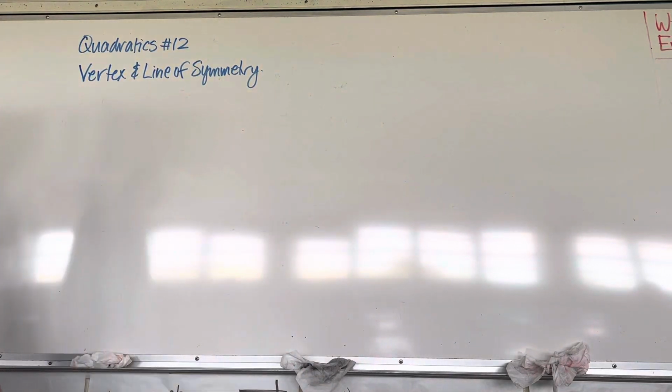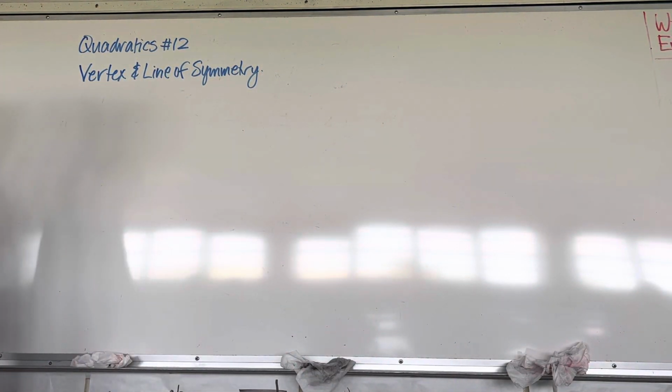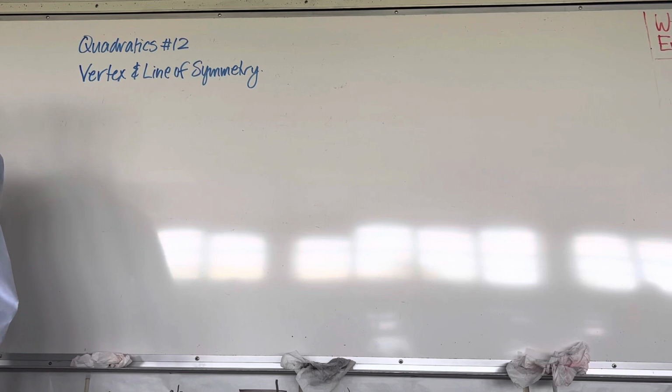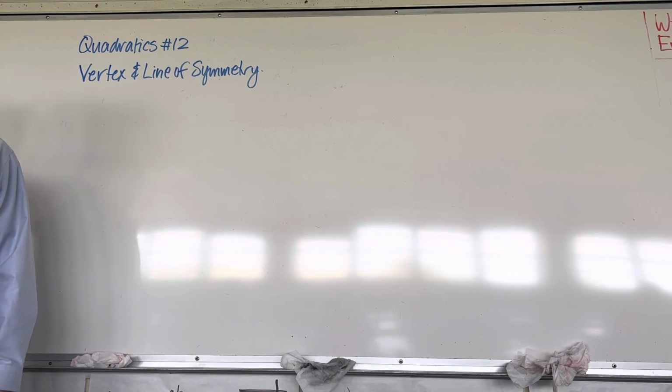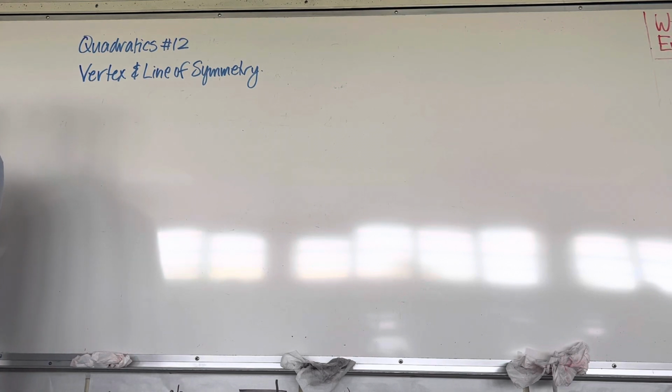So here's what the title of this one is: Vertex and line of symmetry. Everybody say vertex. Do you know what it is in the context of a quadratic yet? Have you heard it before? Okay, I've got some heard it befores. Are you with me? So let's talk about what the vertex is. How about the line of symmetry?